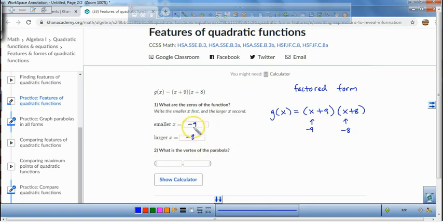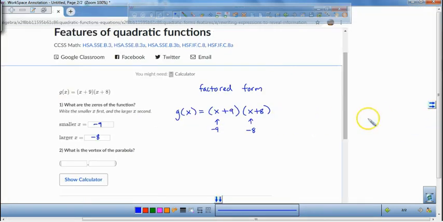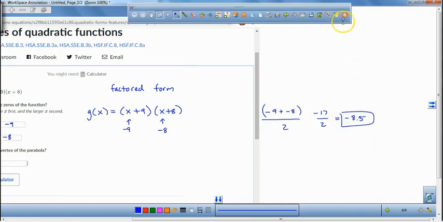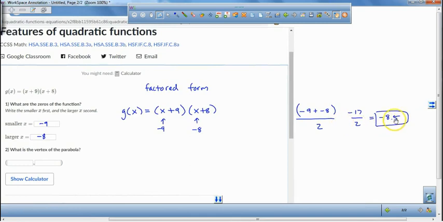Well, basically, the vertex is always going to be perfectly halfway between the two zeros. All right, so what I'm going to do is I'm going to take negative 8, add negative 9 together, and then I'm just going to divide them by 2. So we get negative 17 over 2, which is negative 8.5. And that's actually going to be the axis of symmetry as well, if it asked us for the axis of symmetry, because that's going to pass through the vertex.